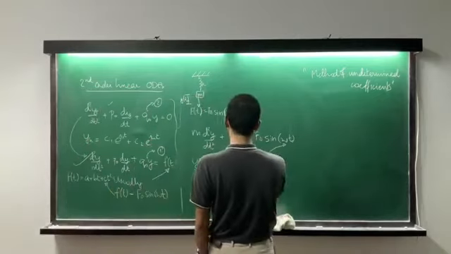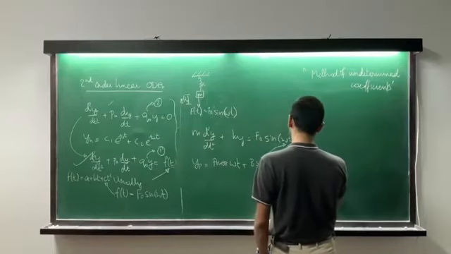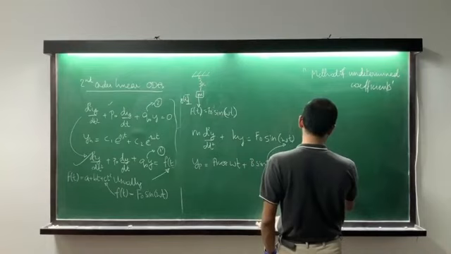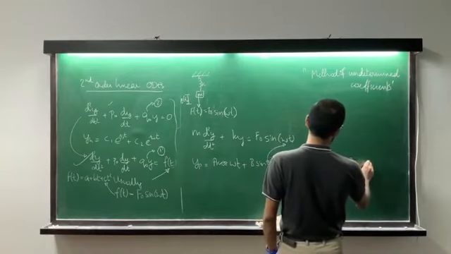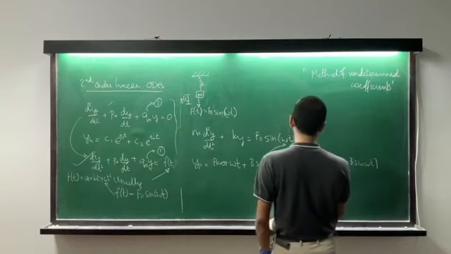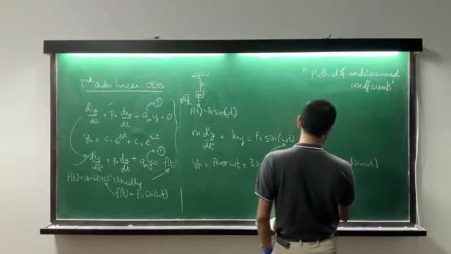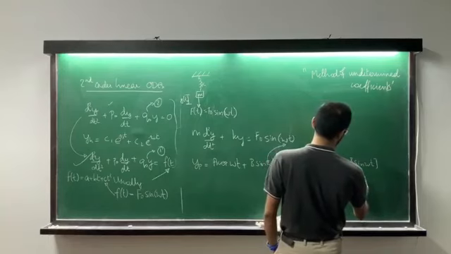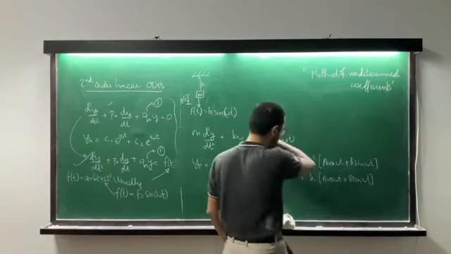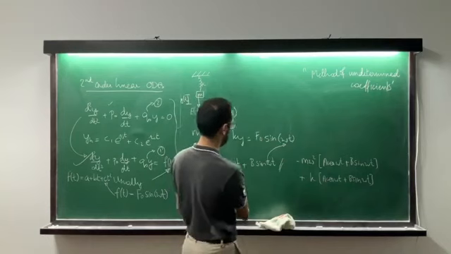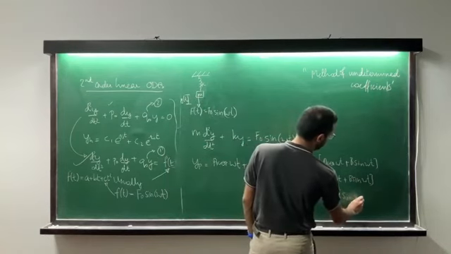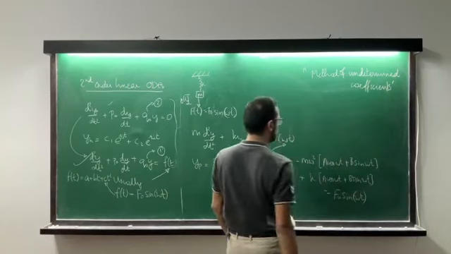And if I do that, just for illustrating this method of undetermined coefficients, I go and take the derivative of this. I will get minus m omega square times a cos omega t plus b sine omega t, plus k times a cos omega t plus b sine omega t. That is the left hand side, and then this will be equal to f0 sine omega t. Okay.